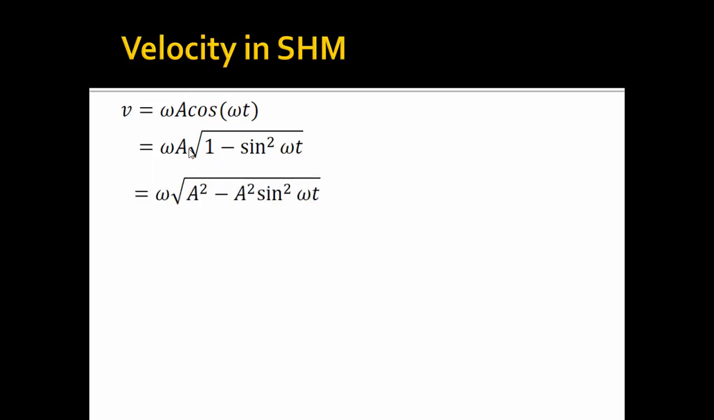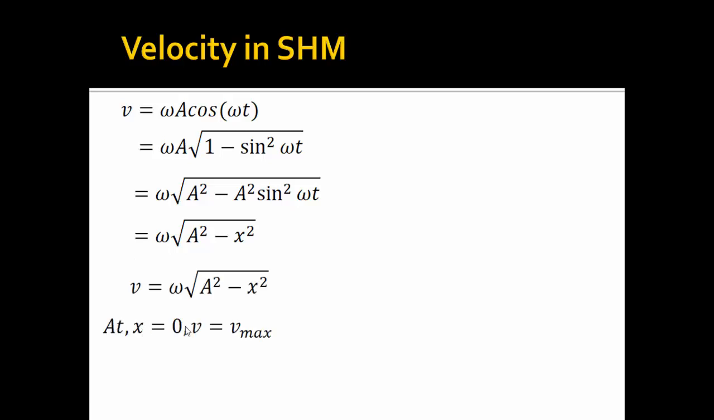This equation can be simplified as omega a, and instead of cos omega t, we can write square root of 1 minus sin square omega t. If you remember, cos square theta plus sin square theta is 1, so we can rearrange it in this form. Multiplying the a inside the square root, we get a square, and here a square sin square omega t. Now a square sin square is nothing but x square, so omega times square root of a square minus x square is another expression for v.